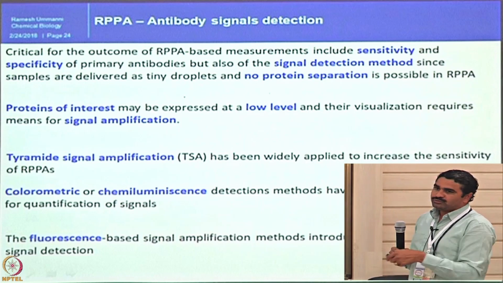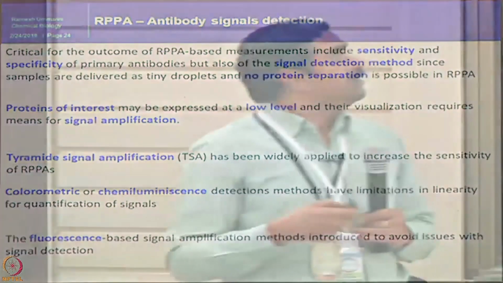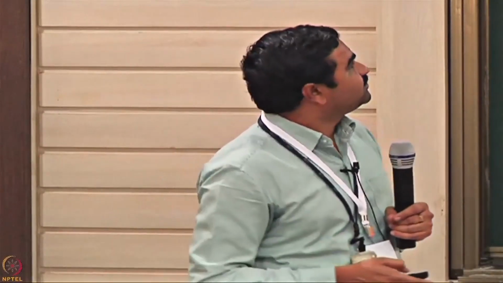For example, to get into your mind what linearity means: if you use the fluorescence method, the detection range is between 10 to 50 microgram. If you use a colorimetric or chemiluminescence method and the signal gets saturated after 25 microgram, you cannot have proper quantification between the 10 to 50 microgram range. But an infrared detection system will have a very nice linearity from lower to high abundance of the proteins. Fluorescence based signal amplification methods have been introduced to avoid issues with signal detection. I will explain one method.